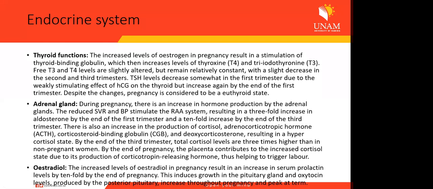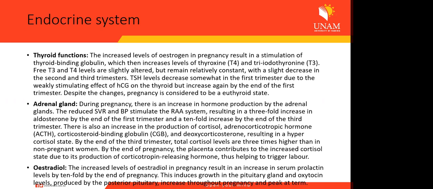Adrenal gland activities: there's increased hormone production by the adrenal glands. Because of the reduced systemic vascular resistance and blood pressure that is stimulated by the renin angiotensin-aldosterone system, there's a threefold increase in aldosterone by the end of the first trimester. And at the end of the third trimester, you have a precipitous tenfold increase in aldosterone. And also there's increased production of cortisol, adrenocorticotropic hormone, and what have you. All of these result in a hypercortisol state.